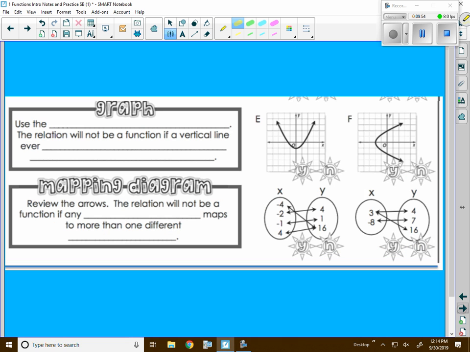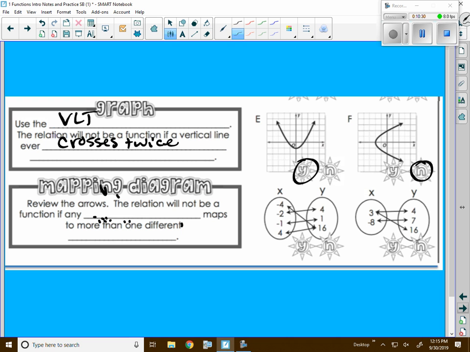All right, a graph. On a graph, we use the what? You can just write VLT, vertical line test. We use the vertical line test. The relation will not be a function if a vertical line ever crosses twice. Is E a function? Think vertical line test. Yeah. What about F?